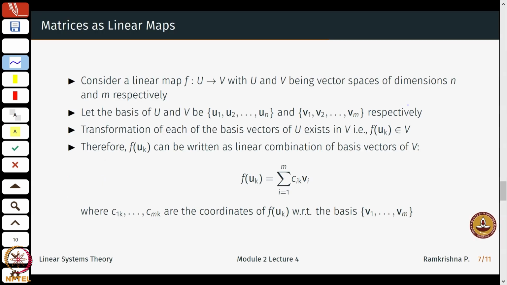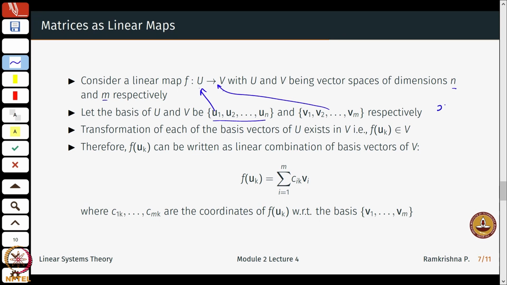Okay. So let us consider now a linear map f going from u to v, and let us assume that they are of dimension n and m, not necessarily of equal dimensions. Each space is equipped with a basis. The basis need not be unique, but just assume that there is a set of bases u1 till un which belongs to u, and v1 till vm which belongs to v.